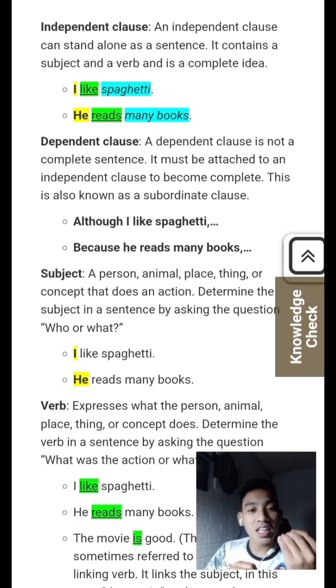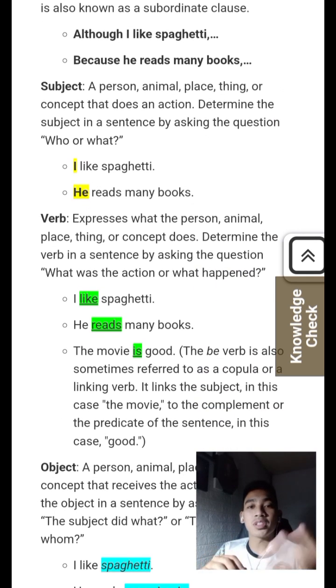Next, because he reads many books. So, it must be attached to an independent clause to have a complete idea. Now, subject. What are those subjects? It refers to a person, animal, place, thing, or concept that does an action.